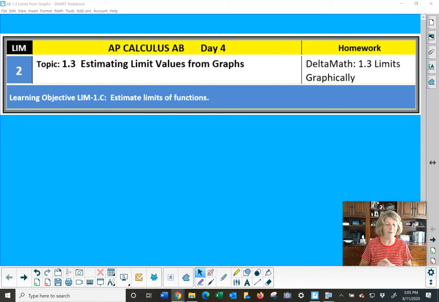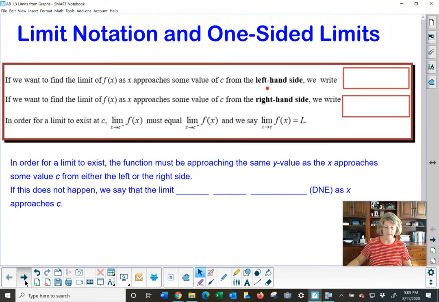Well, welcome. Here we go on topic 1.3, where we're going to be looking at a lot of graphs. It will be estimating the limit values from graphs. So lots of details in this one, a little bit more in-depth notes today. So let's just get started.